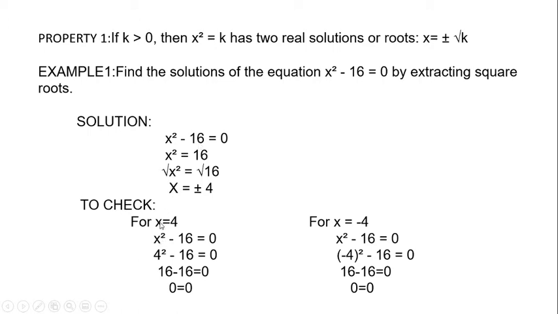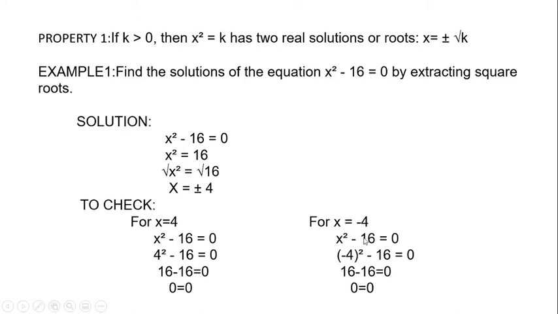For x equals 4: x squared minus 16 equals 0. Replace x with 4. So 4 squared minus 16 equals 0. 4 squared is 16, and 16 minus 16 equals 0. So 0 equals 0. This is correct.